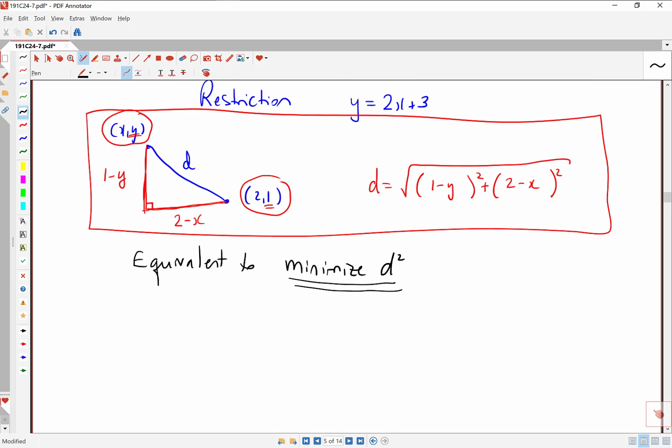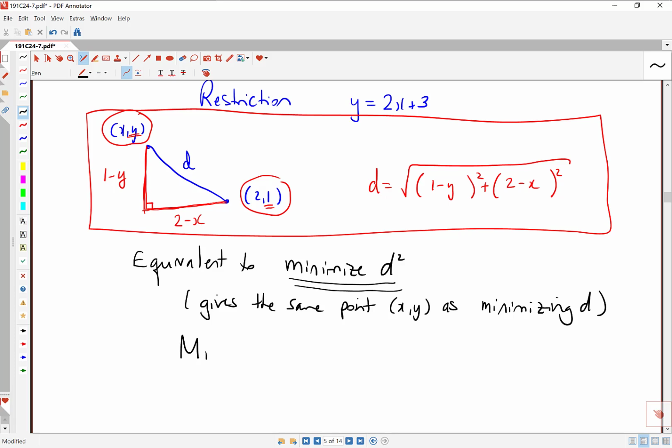So when we say it's equivalent to minimize d squared, what we're saying is that this gives the same answer, the same point xy, as minimizing d. So we are actually going to minimize d squared, and since this is the function that we're going to be working with, let's call it f. It's going to be (1 minus y) squared plus (2 minus x) squared.